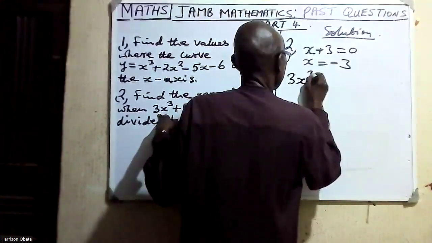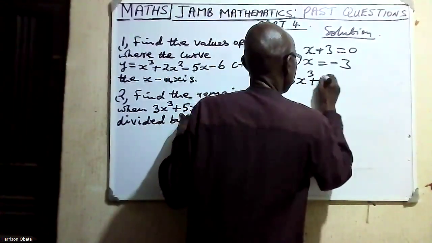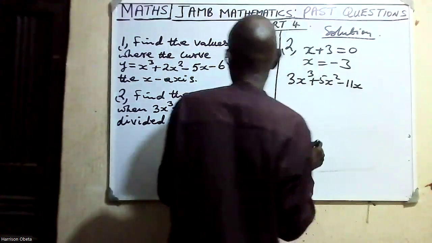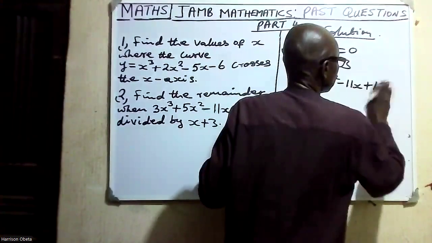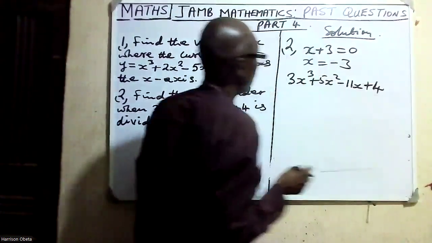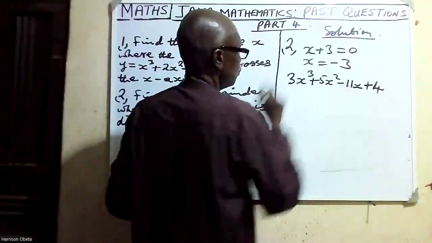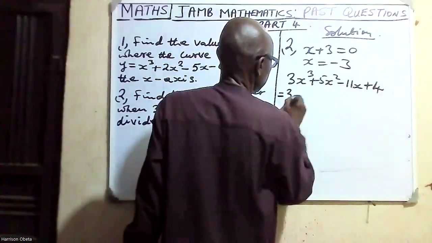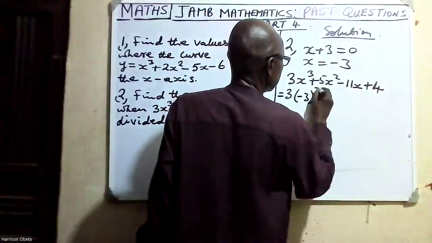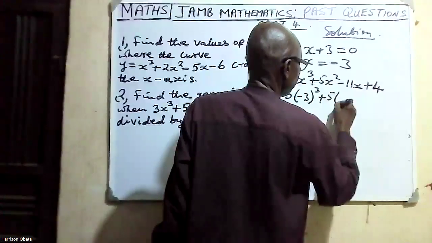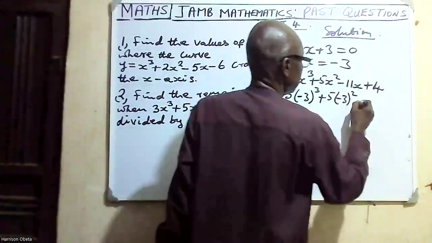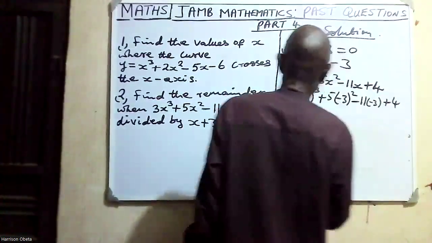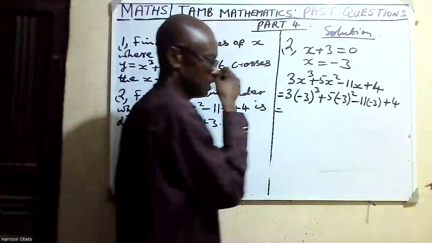Okay, so we are now coming back. 3x cubed plus 5x squared minus 11x plus 4. So we are going to substitute x equal to minus 3 in all of them. That will give us 3 brackets minus 3 raised to 3 plus 5 into minus 3 squared minus 11 into minus 3 plus 4.